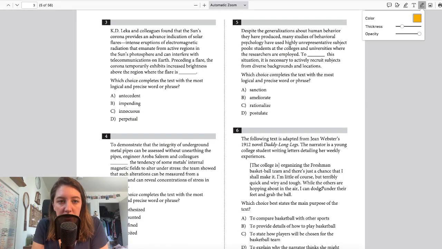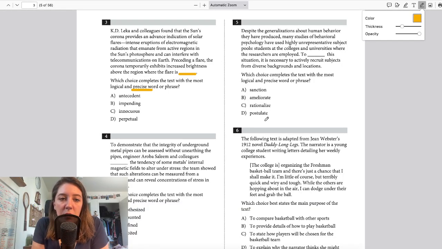Okay, let's go ahead and do the next page. So this one, same deal. This is also a precision question. You'll notice sometimes these are vocab type questions, and sometimes later on we're going to get into sentence structure type precision questions. But let's just knock this one out for right now. So here's the marker. It's right at the end. Preceding a flare, the corona temporarily exhibits increased brightness above the region where the flare is blank.